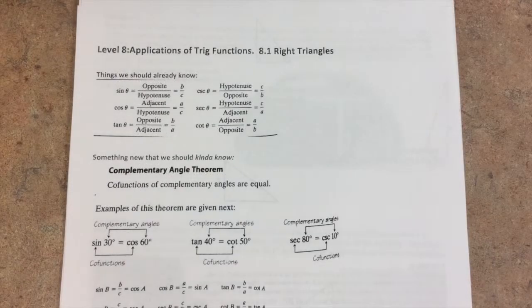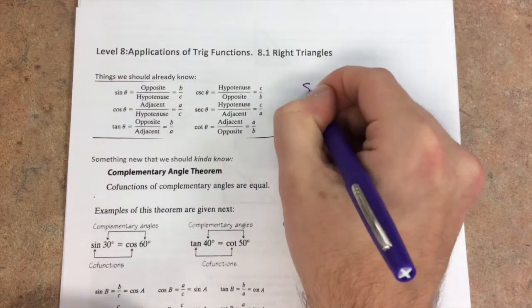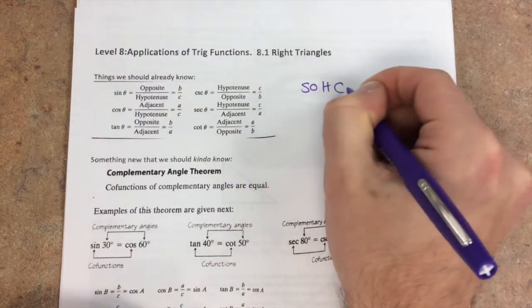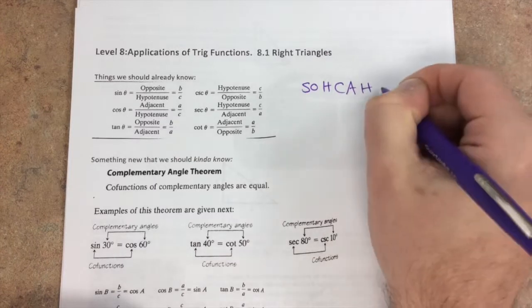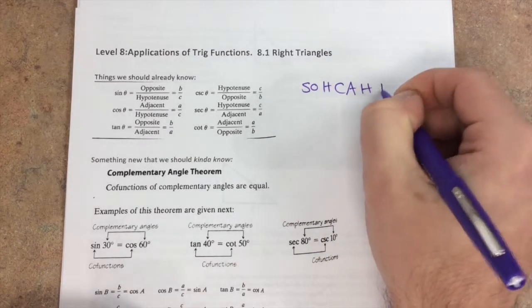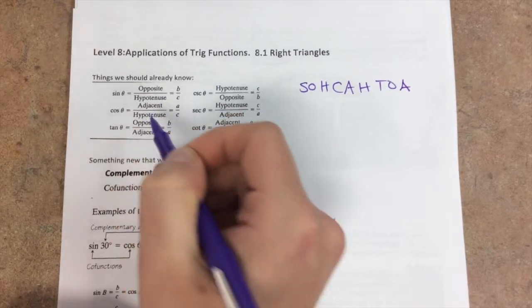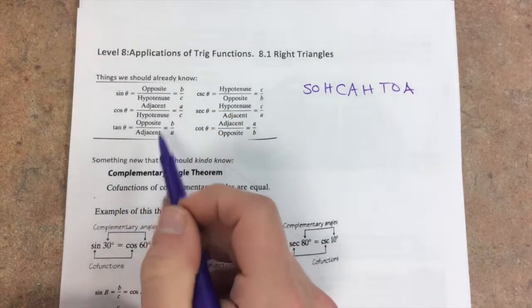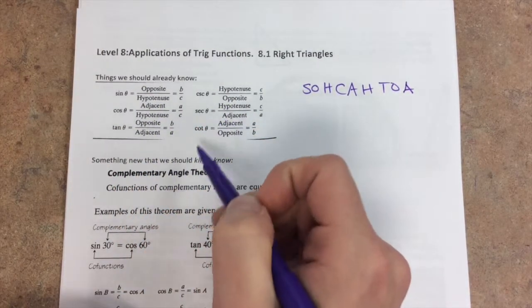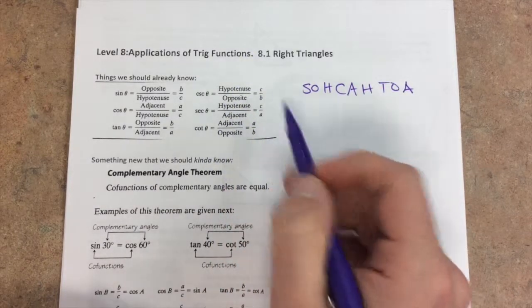So level 8.1, things we should already know coming into this. These are the things that we learned from geometry. So SOHCAHTOA, if we haven't seen that already before, or TOA CAH SOH, as some people know it. SOHCAHTOA: sine is opposite over hypotenuse, cosine is adjacent over hypotenuse, tangent is opposite over adjacent. Cosecant, secant, cotangent are the reciprocals, so we just flip those.